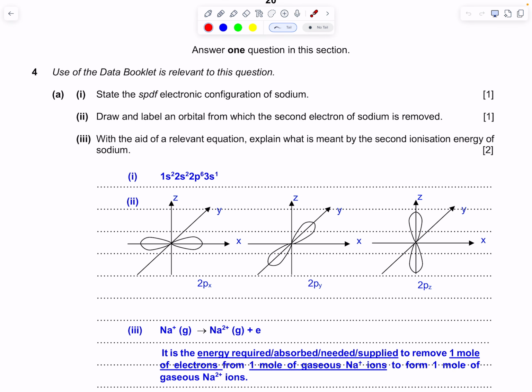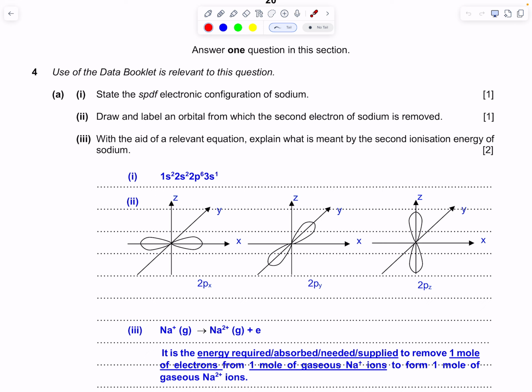Okay, for question number 4A, part 1, they ask you to state the SPDF electronic configuration of sodium. I think virtually everyone who did this particular question got it correct. The ones that didn't get it correct is probably a careless mistake. They thought that sodium is in the D block of the periodic table. It's actually found in the S block, so it will be 3s1.